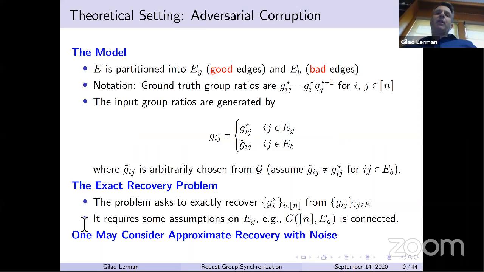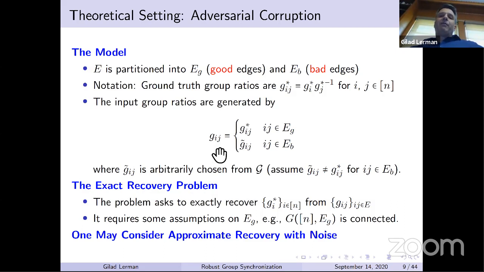So mathematically, we partition our edge set E into a good set, like these green edges, and a bad set, the red edges. And on the green edges, the good ones, we just have the exact ground truth group ratios. And on the bad ones, we can arbitrarily assign any group element. So you can assign it with a probabilistic model and you can assign it deterministically. Okay, and given this setting, we can ask about exact recovery of the underlying group elements given these measurements of the group ratios.